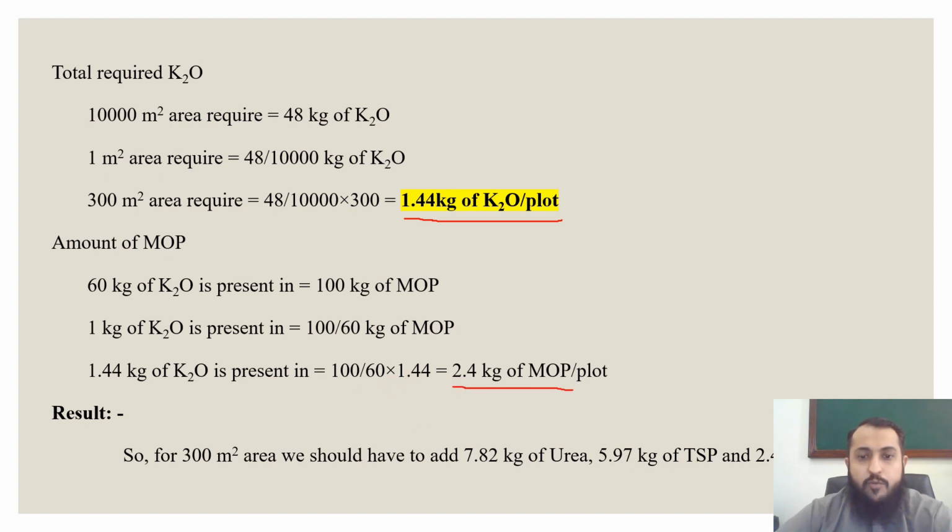So 2.4 kg of MOP or muriate of potash for our plot area should be required. We conclude as for 300 square meter area we should have to add 7.82 kg of urea, 5.97 kg of TSP and 2.4 kg of MOP for our plot area.